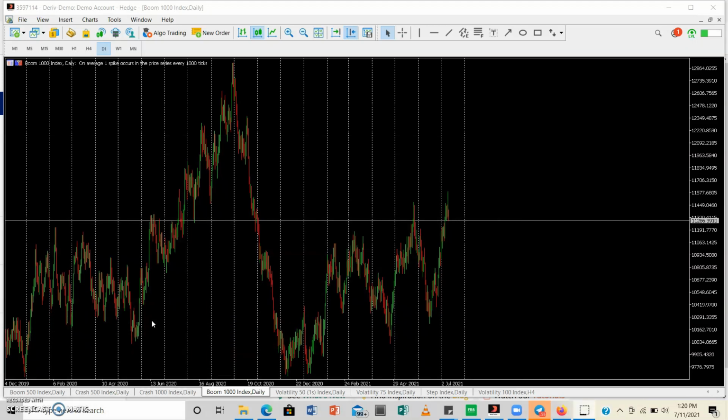So without wasting much time, today we're going to be starting off with Boom 1000. I'm in the daily time frame and I can already see some proper market structures that are occurring. You can also see that right here we have a nice support or trend line or channel that is being formed. We have a nice channel that is being formed.